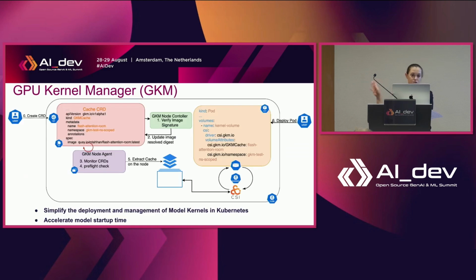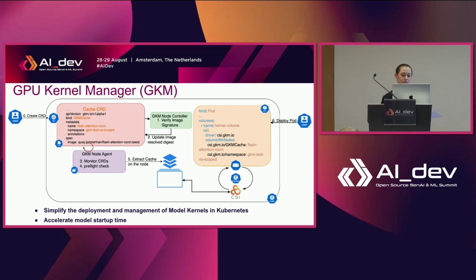So we just spoke about MCM and MCV. And again, that covers the bare metal aspect, and those things are the building blocks for the next thing that we're going to talk about, which is GPU Kernel Manager, or GKM. GPU Kernel Manager is a Kubernetes operator whose role is to manage kernel caches in a cluster. It's to simplify their deployment and management in a Kubernetes cluster.